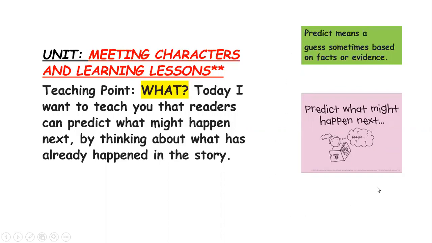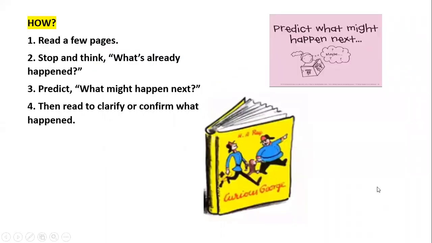There are some simple steps that readers can follow when they're predicting the text. They could read a few pages and stop and think, what's already happened? Then they predict what might happen next. And then they have to read to clarify or confirm what happened.